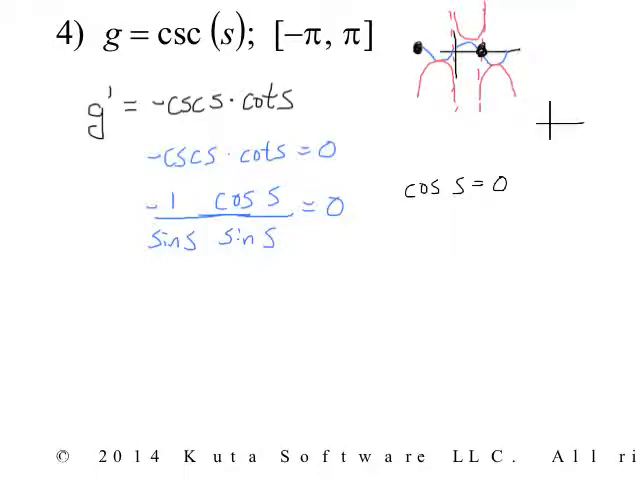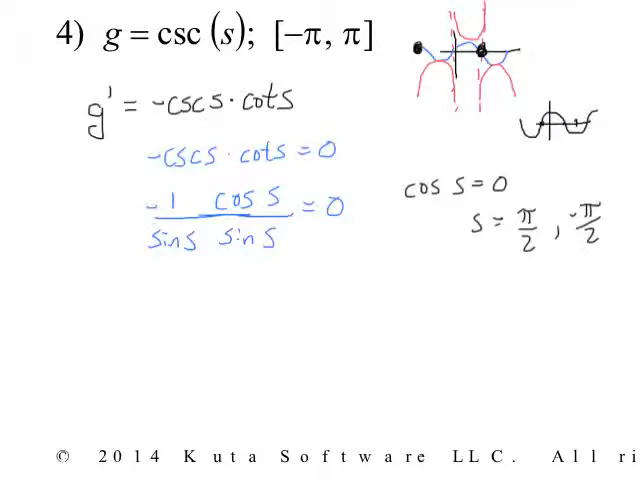Various people have different methods. I go to visualizing what the graph looks like, and I see that it equals 0 at pi over 2 and negative pi over 2. So our critical values are at pi over 2 and at negative pi over 2.